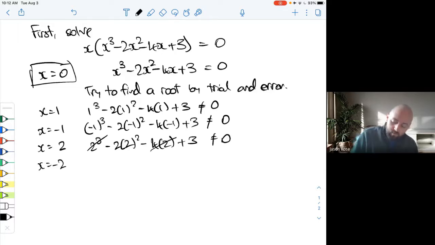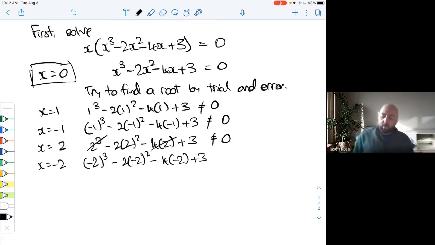Let's try minus 2. Negative 2 cubed minus 2 by negative 2 squared minus 4 by negative 2 plus 3. Negative 2 cubed is negative 8. No, this is definitely not going to work. I have a whole bunch of negative ones and only a positive 3. So here I have minus 8 in here. Plus 8. Oh, no, sorry. Plus 8 is 0. Oh, no, here I have negative 8 or something. It's not going to be 3 anyway, so it's not going to work.